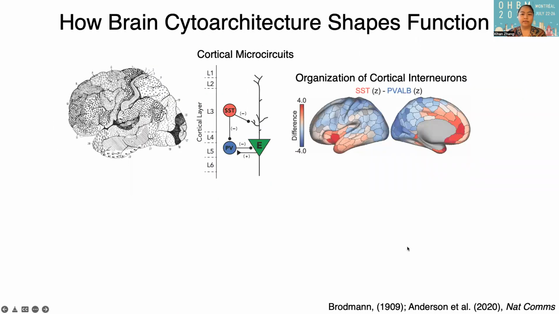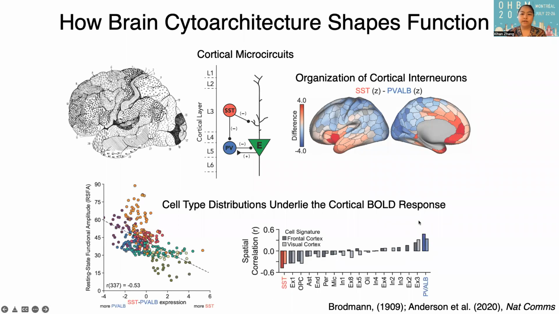Again, as we know from Brodmann, the brain cell types are not uniformly distributed across the cortex. Recent work by Anderson and others suggested that these cell type distributions have important implications for the study of in vivo brain functions. For example, the spatial variability in the BOLD amplitude is highly correlated with the relative distribution between somatostatin and parvalbumin interneurons. These observations lead to a critical question for cognitive neuroscientists to answer. That is, how does the microstructure of a given patch of cortex influence its function?